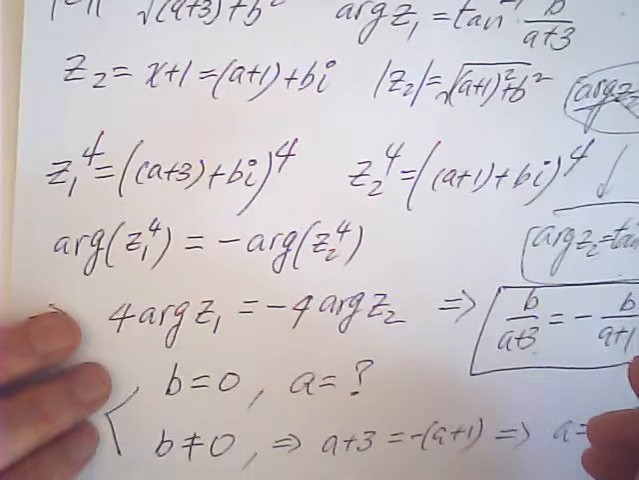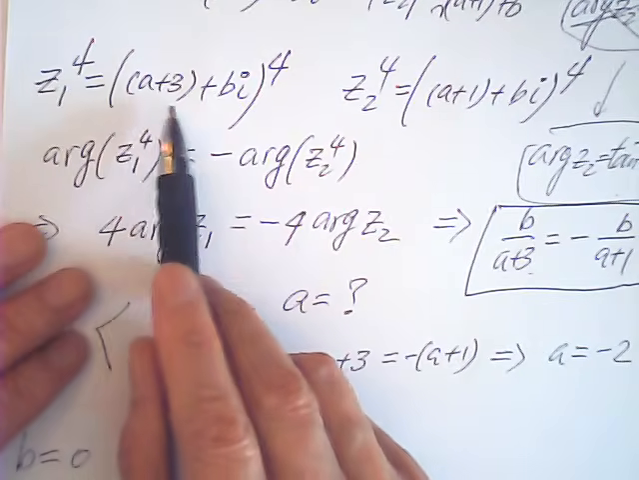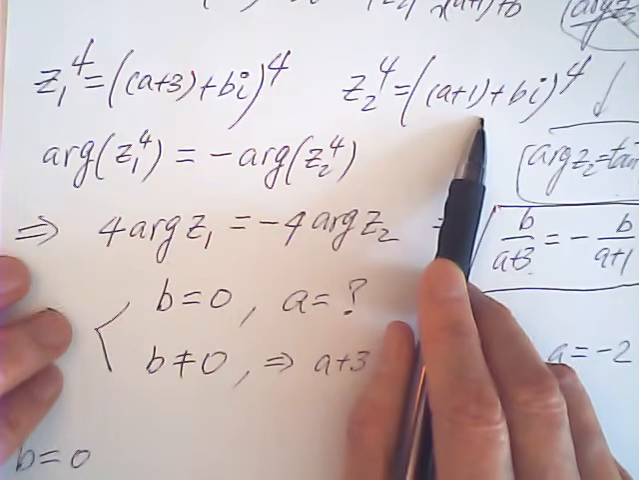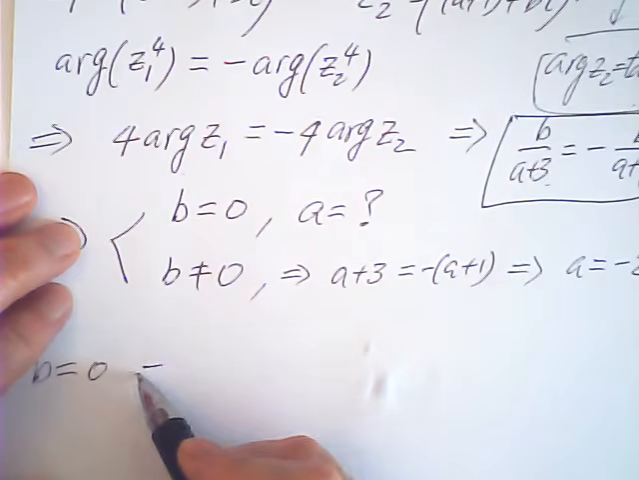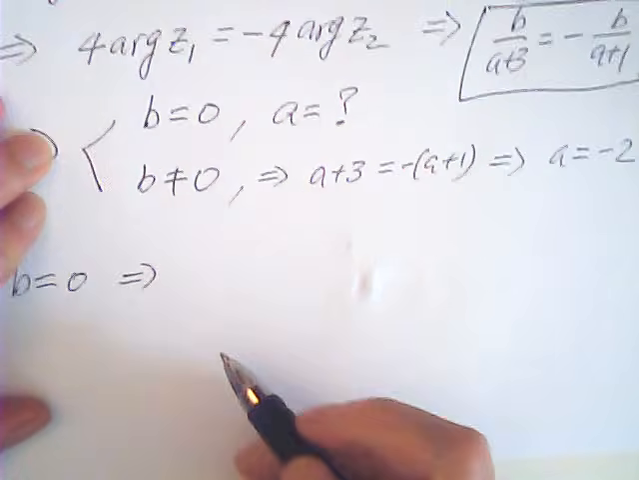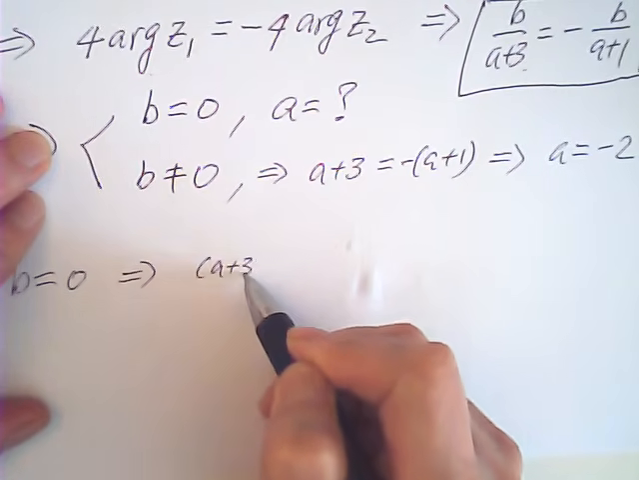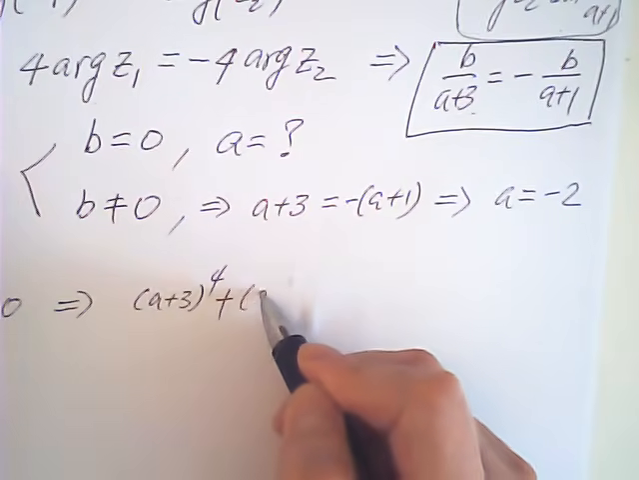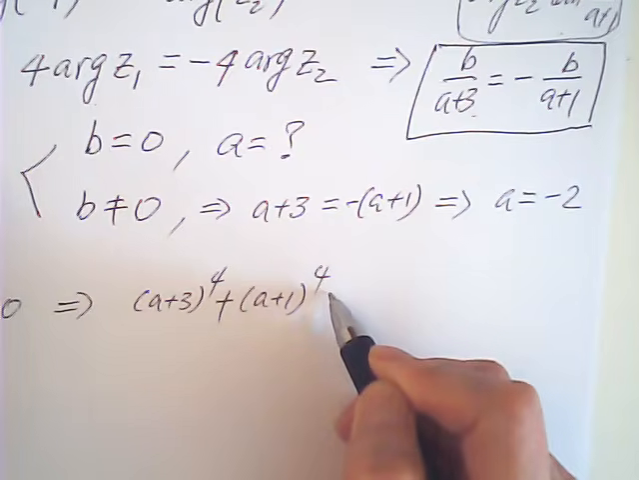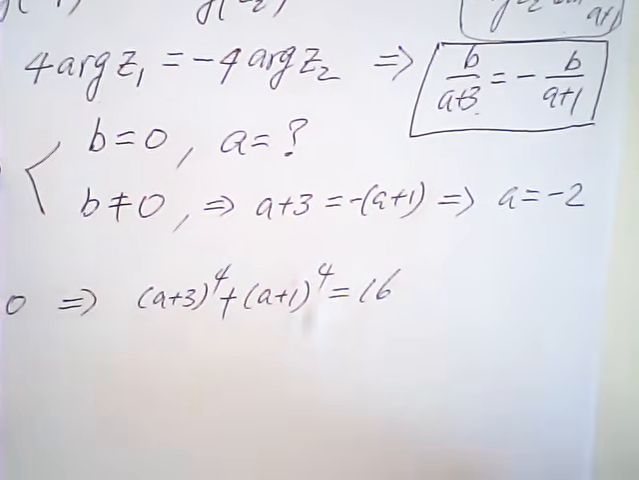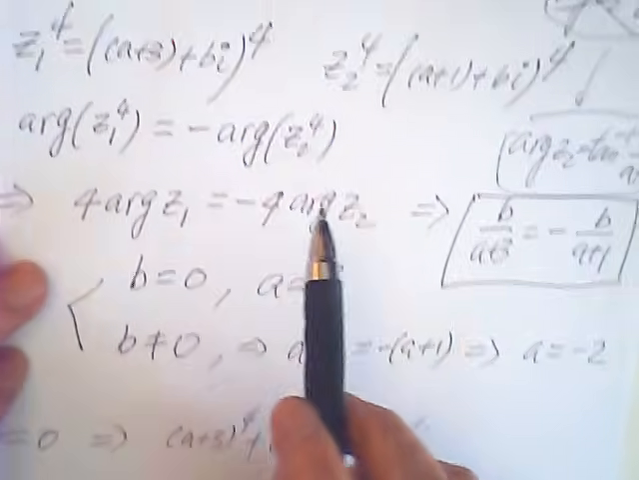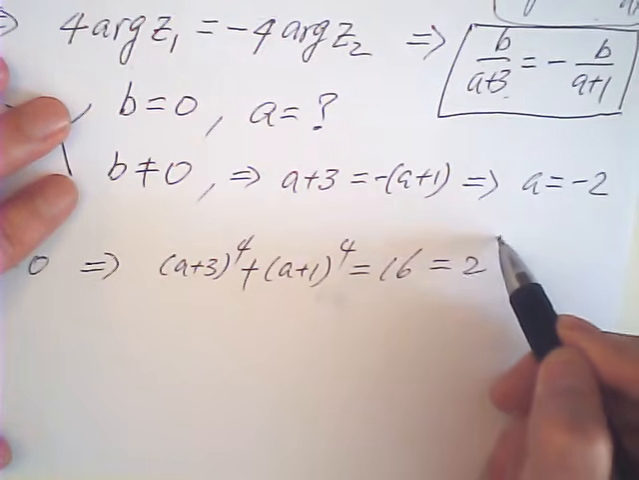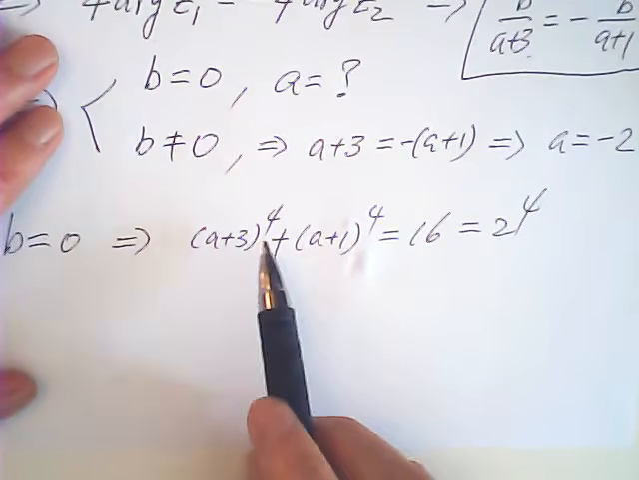If B equals 0, which means this plus this is 16, this is (A plus 3)^4 plus (A plus 1)^4 equal to 16. Right? If B equals 0, 16 is a true form. So we have two cases.